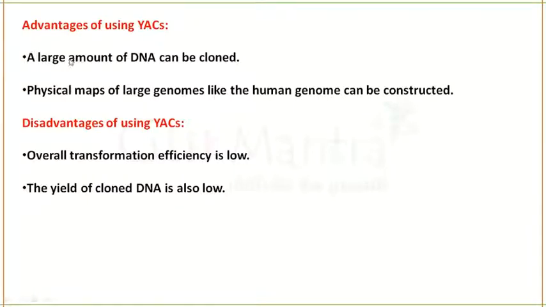Advantages is that it can incorporate a large amount of DNA. Basically, it is used for physical mapping of the human genome. Disadvantage is that its transformation efficiency is low because its size is large. The more the size, transformation efficiency will be low, inversely proportional. The yield of cloned DNA is also low.